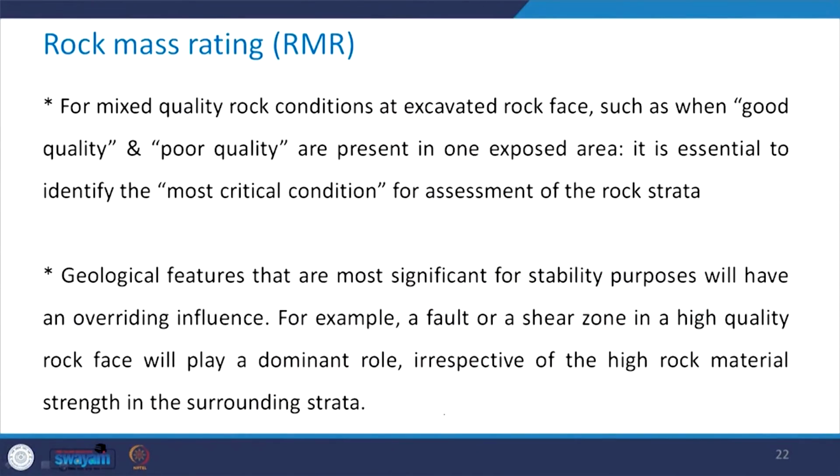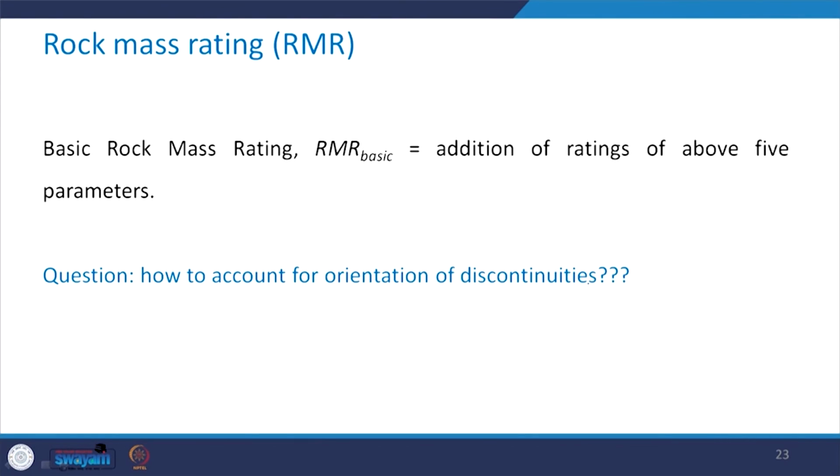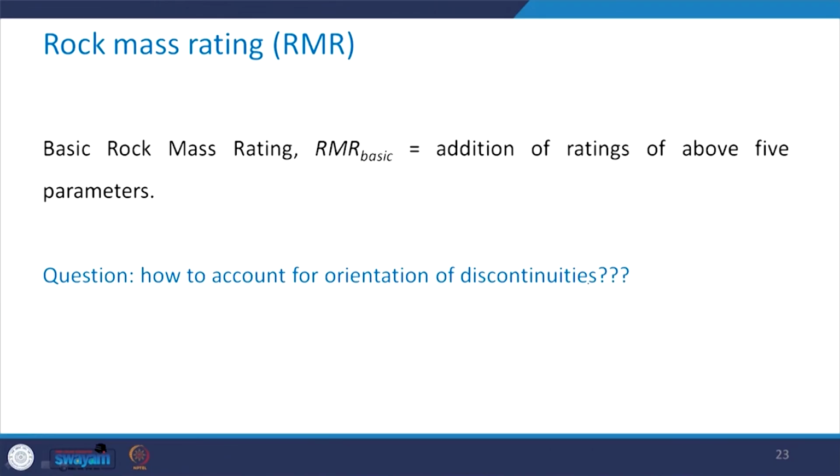Geological features that are most important for stability purposes will have an overriding influence. As I mentioned, in case you have a fault or a shear zone in a high quality rock phase, it will not be the quality of the rock, but the presence of the fault or the shear zone that will play a deciding role there. So, the basic rock mass rating can be obtained by addition of ratings of all these 5 parameters as we discussed. The question which is there in front of us is how to account for the orientation of discontinuities. Till now we have not discussed the orientation of the discontinuities.